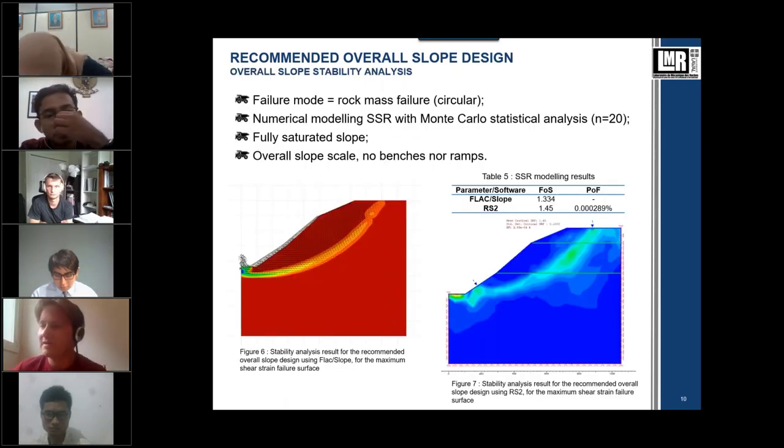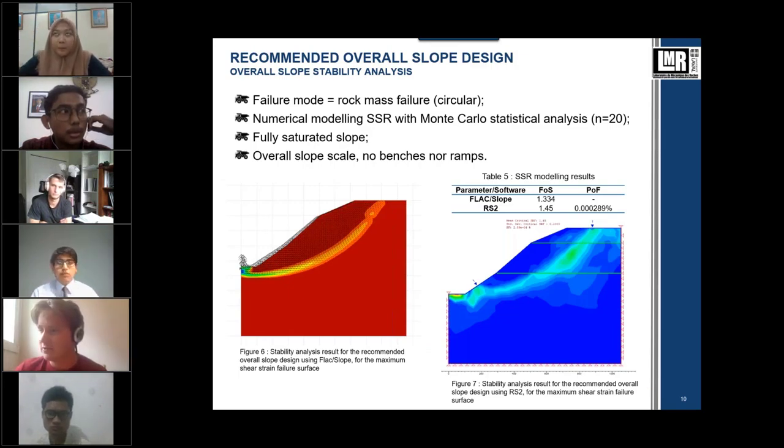And for the overall slope stability analysis, two software were used, like Christopher said. First, Flat Slope was used alongside RS2 from Rocscience. RS2 used a Monte Carlo simulation of 20 iterations, which could give a factor of safety, but also a probability of failure for the probabilistic approach, which Flat Slope could not give because of its deterministic nature. The main difference is that RS2 has some built-in options for a probabilistic approach.